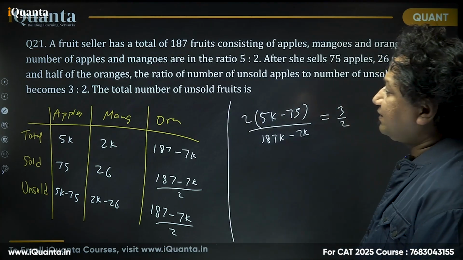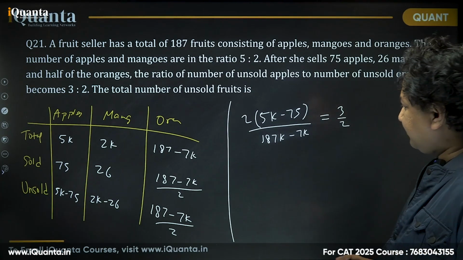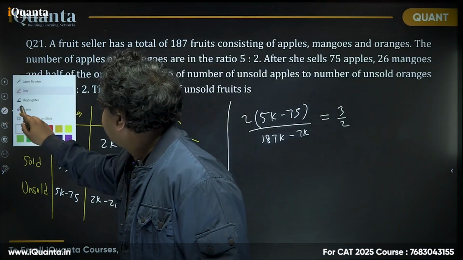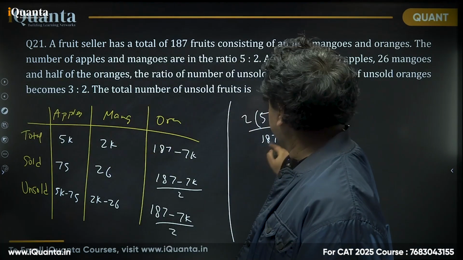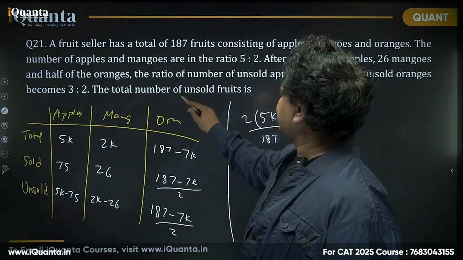Here we can find the value of k. The moment to find the value of k, okay, this 187 minus 7k, it's not k, let me just remove this from here. Okay, moment to find the value of k, total number of unsold fruits is what?